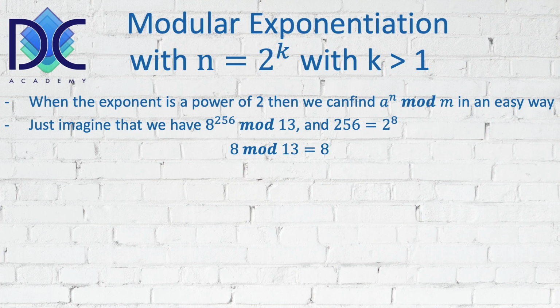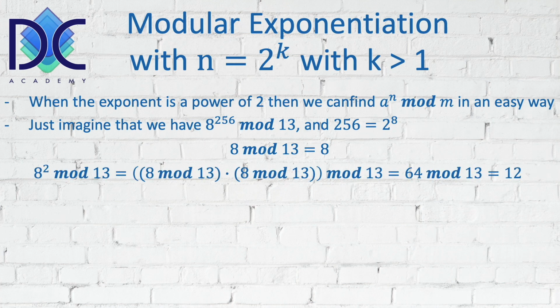8 is 0 times 13 plus 8, so 8 is the remainder. 8 modulus 13 is 8. Now we can say a to the square. A to the square modulus 13 is a modulus 13 times a modulus 13, modulus 13. So we have 8 times 8, which is 64, modulus 13, which is 12. You can calculate it easily by hand and then continue to the next step.